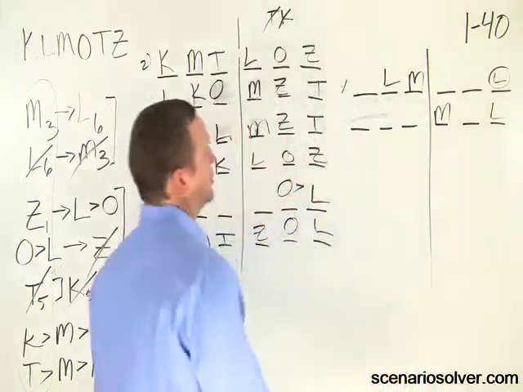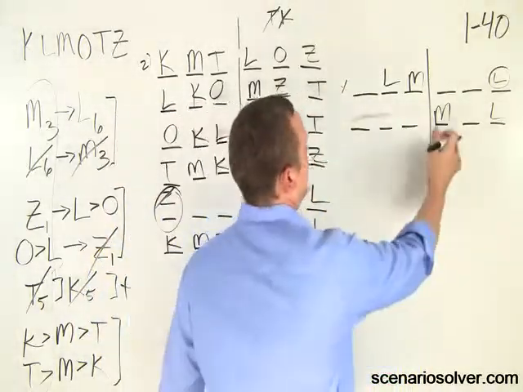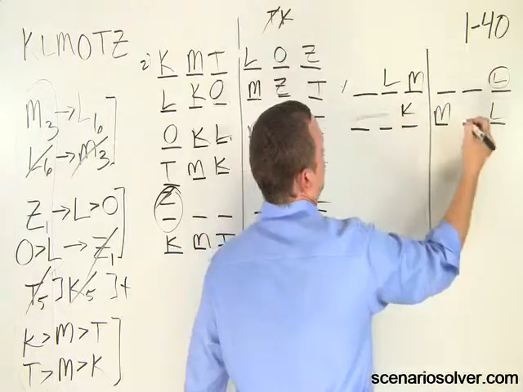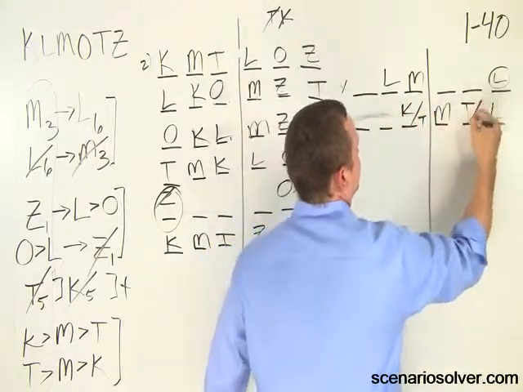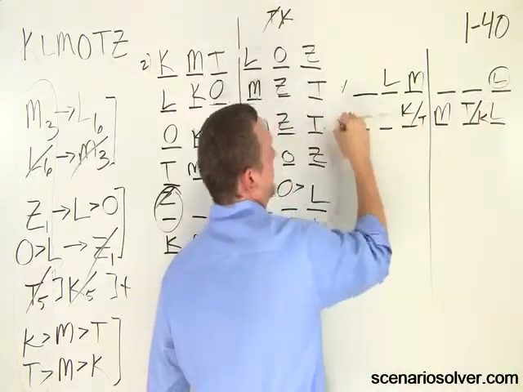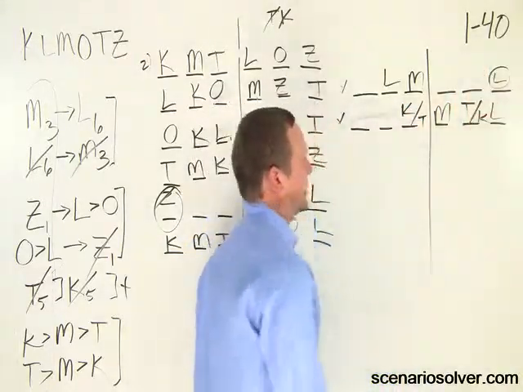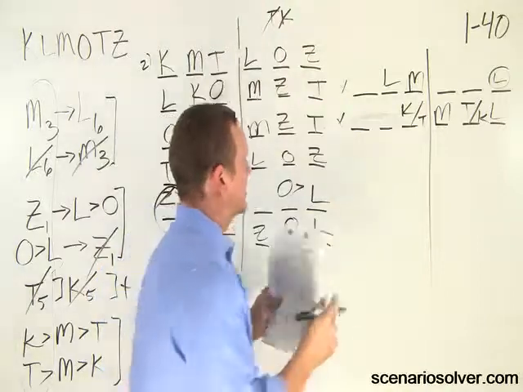Well, what's the problem with this? Okay, what did I say had to be sandwiched around M? A K or a T? Okay. This could not work. We cannot have K or T right there, so that could never work. Let's look at C.